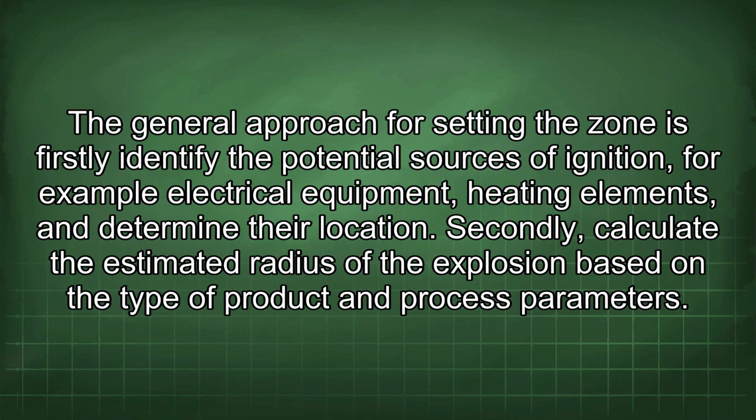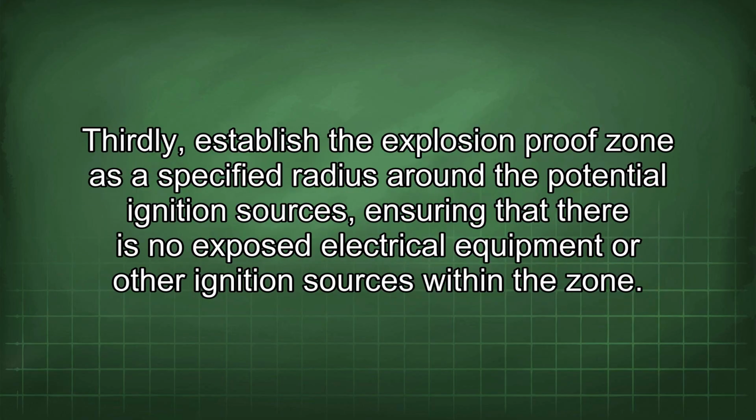The general approach for setting the zone is, firstly, identify the potential sources of ignition, for example electrical equipment, heating elements, and determine their location. Secondly, calculate the estimated radius of the explosion based on the type of product and process parameters. Thirdly, establish the explosion-proof zone as a specified radius around the potential ignition sources, ensuring that there is no exposed electrical equipment or other ignition sources within the zone.